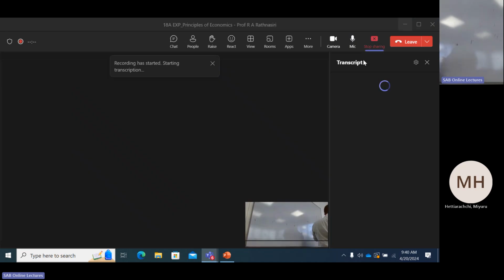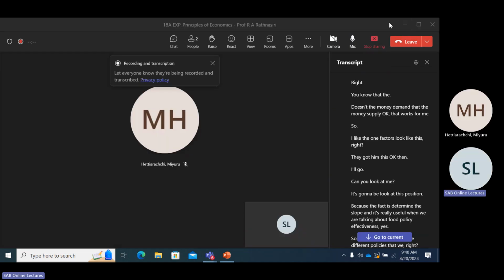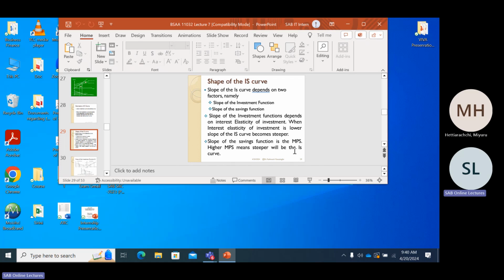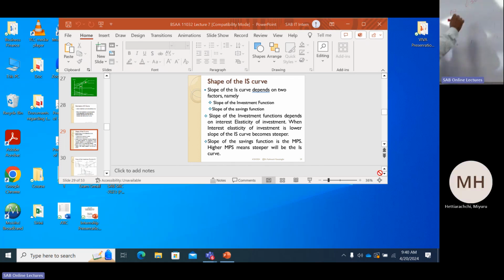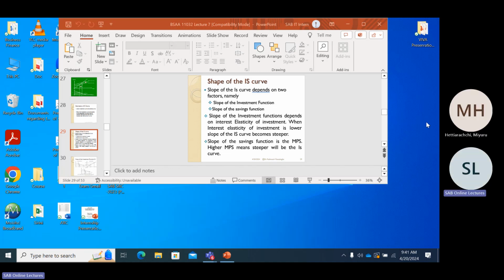Now the login password is given, 6367. That is the login password for the LMS. I think you know that. So he will assist you if there is a problem. The password is 6367 for the LMS.